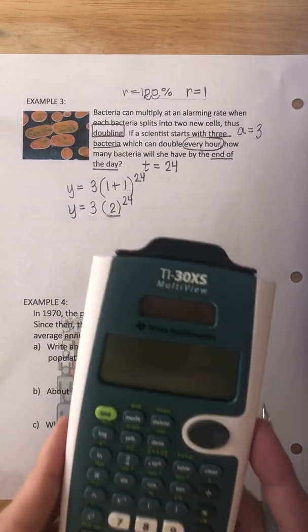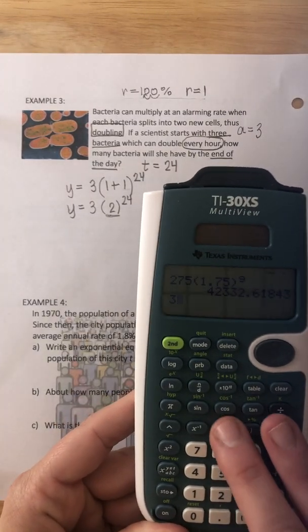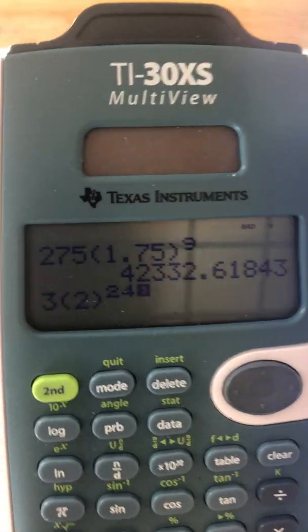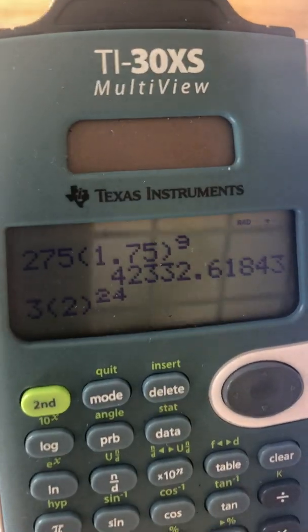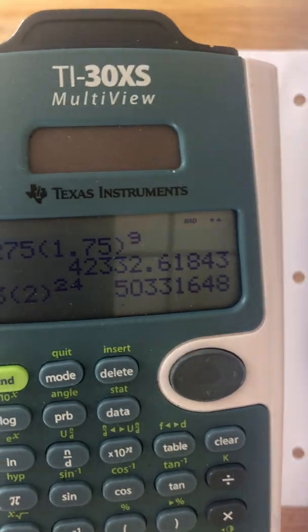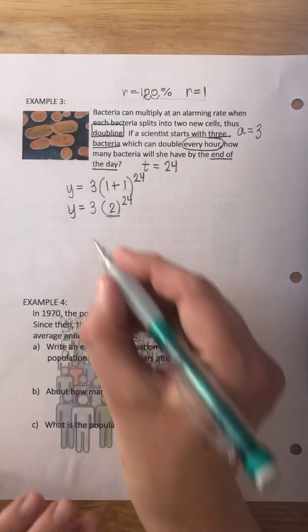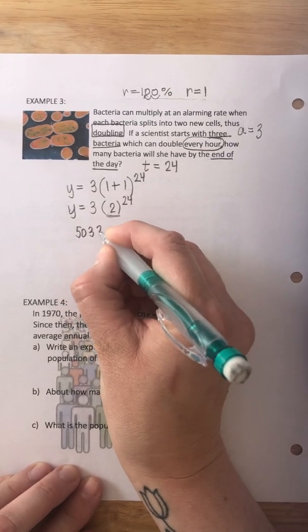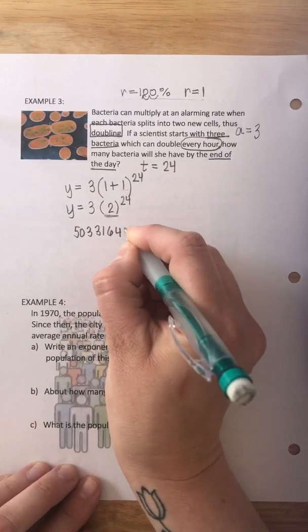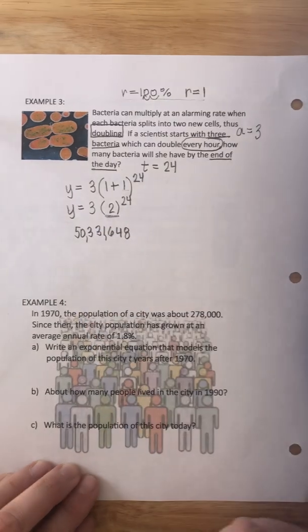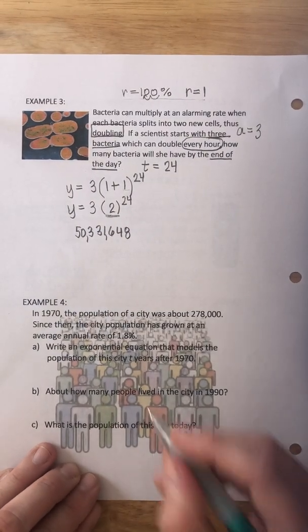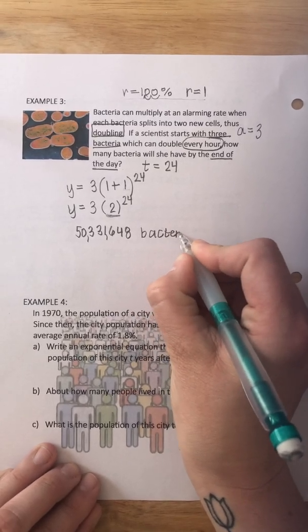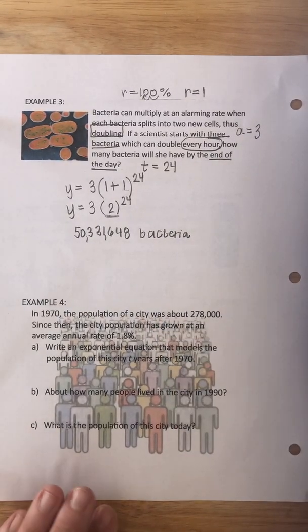Now we just need a calculator. So again, we're going to do 3 times 2 raised to the 24th power. I don't know if y'all can see that. It's kind of sunny in here. Look at that number. It's pretty huge. So after only 24 hours, let's look at this number together. We have 50,331,648 bacteria. That's a lot of bacteria after only 1 day.